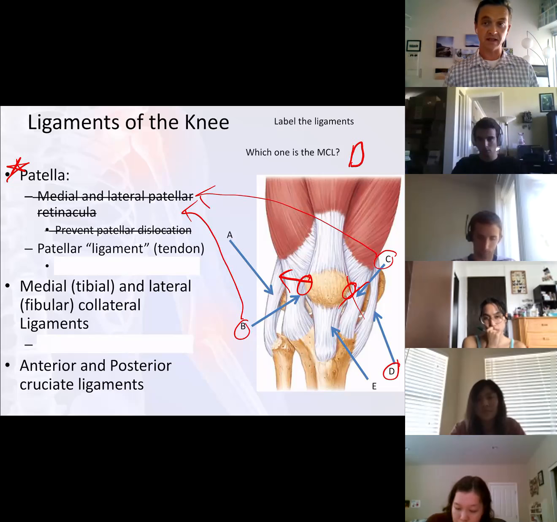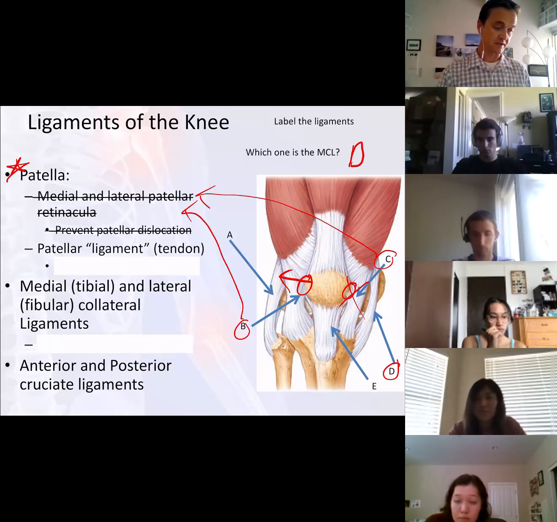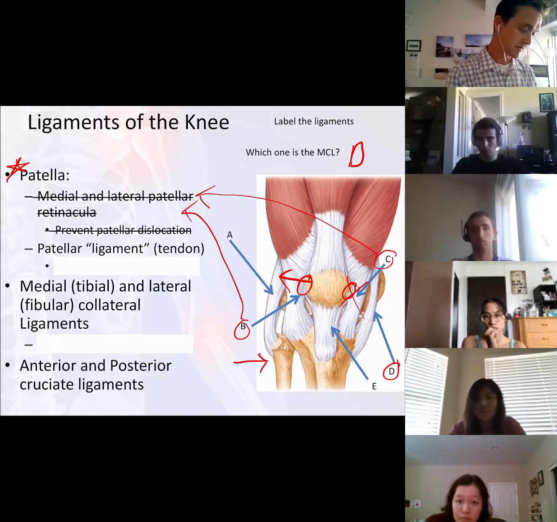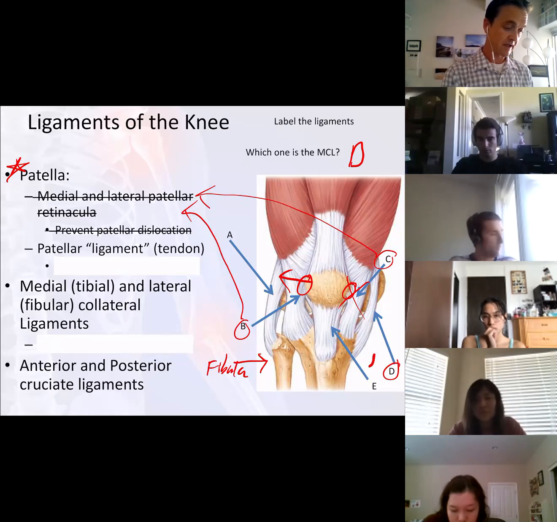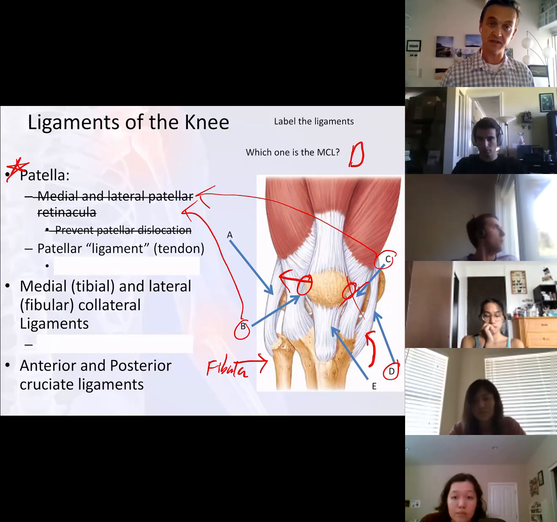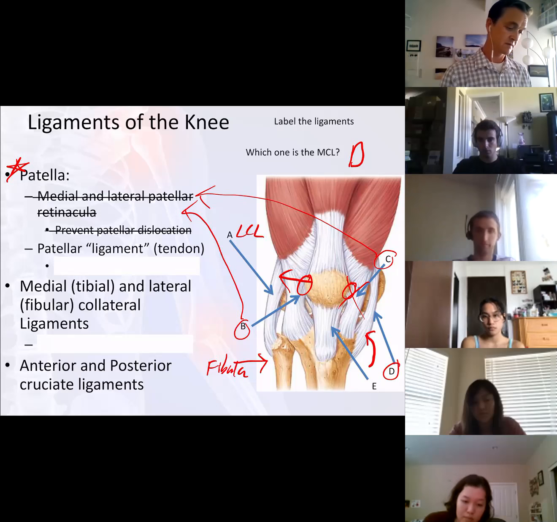Now, by looking at that image, the only way that I can tell that I'm on the lateral side or medial side is the fibula, right? The fibula tells me that that's the lateral side, right? And so then I can tell, all right, well, if that's the lateral side, then this collateral ligament there must be the medial collateral ligament, okay? And so then A is the LCL, whereas D is the MCL.